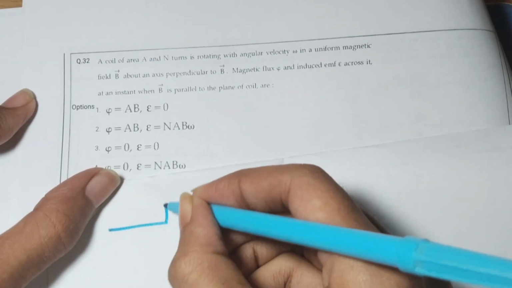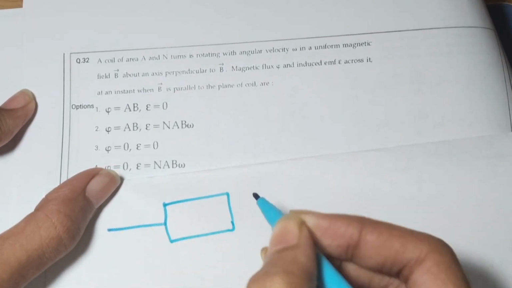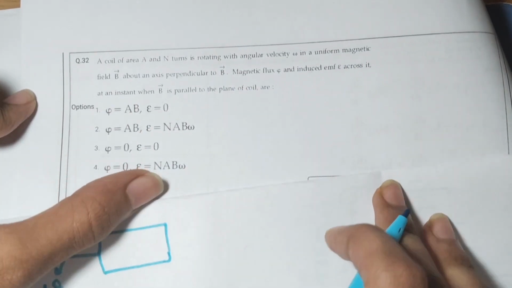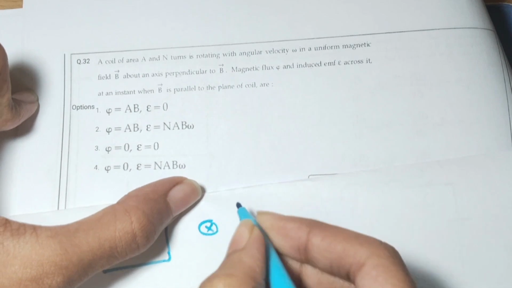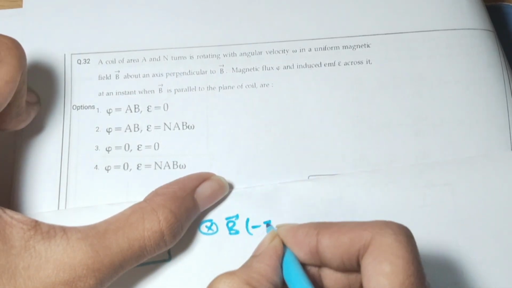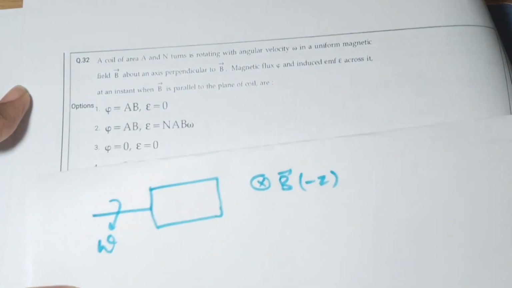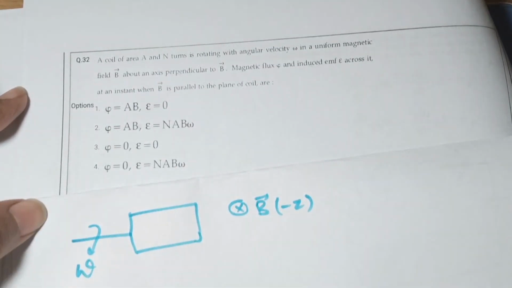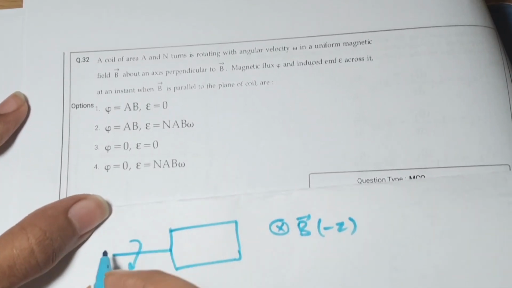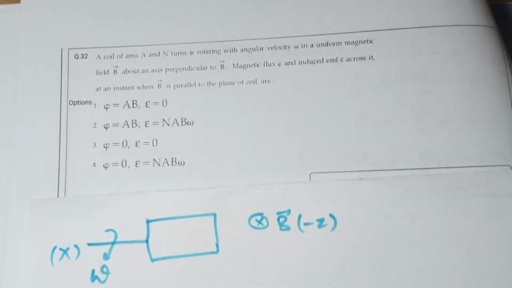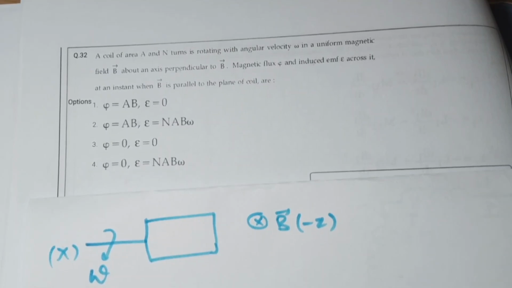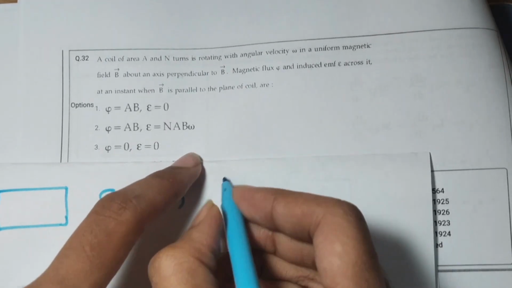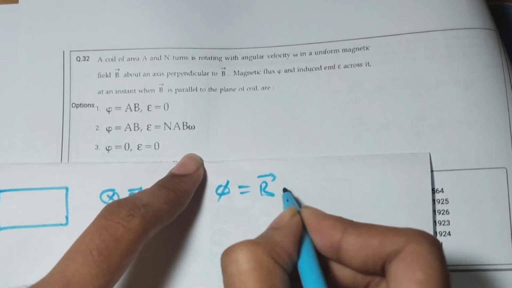Suppose this is a rectangular coil, I'm assuming. It is rotating with angular velocity omega. So let us suppose the magnetic field B bar is in the negative z direction. It has n turns and area A. Suppose this axis is in the x direction, because he told that the axis is perpendicular to B bar. So we knew the formula for magnetic flux, which is B bar dot A bar.